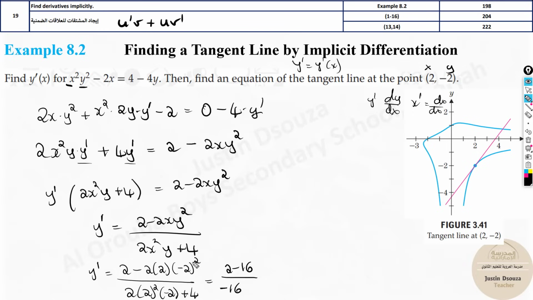Why? Here the sign dissolves. When you square the negative 2, it will be positive 4. And it's positive, only this sign remains. But here there is minus 2, which will be minus 4. And lastly, we have plus 4. That will be equal to negative 14 divided by minus 12. That is 7 by 6 positive. So this is basically the answer.